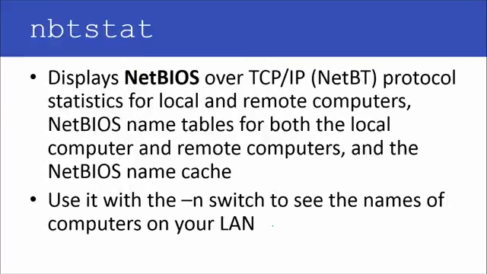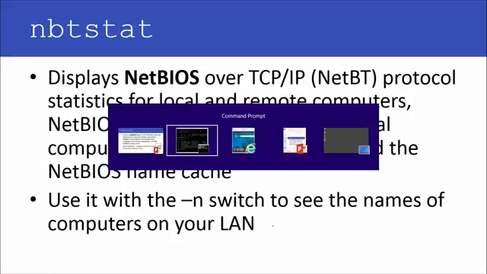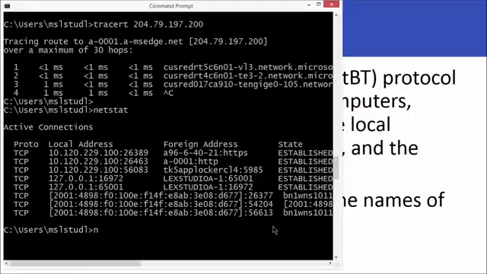NBTstat is a command that's going to display NetBIOS over TCP/IP statistics for local and remote computers, NetBIOS name tables, and then also the NetBIOS name cache. If you use it with the -n switch, so type NBTstat space -n, then you can go ahead and see the names of all the computers on your local area network that you've communicated with. So if we head back over to the command prompt, let's try that out.